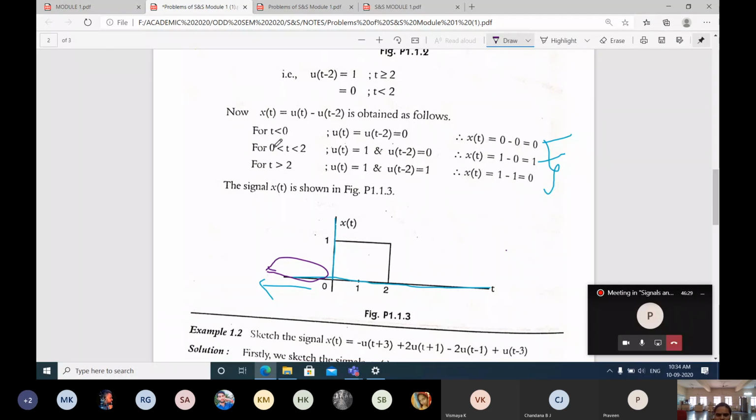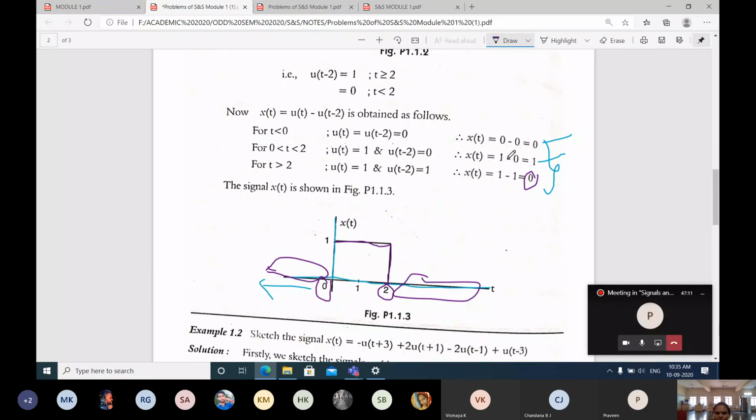Then from 0 to 2, what is the amplitude we have? 1 only. From 0 to 2 it is having 1. At 2 also it is having 1. Then drop the signal there only. What are the values greater than 2? t greater than 2 means we have 0. Greater than 2 we don't have any signal. It is 0 only. This is how you have to solve the problem.